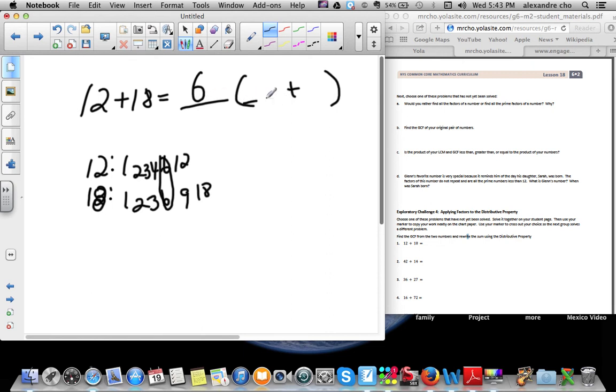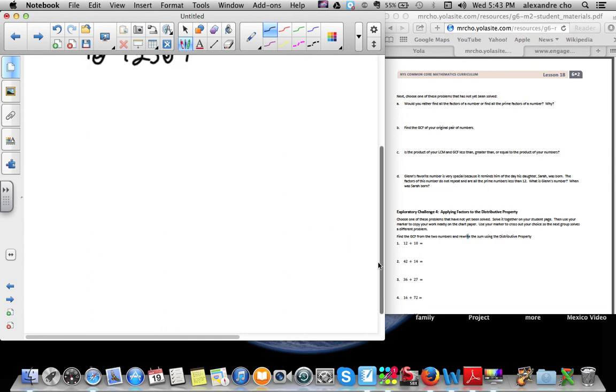So now ask yourself, what 2 numbers will go in here? Well, 6 times what is 12? That would be 2. And 6 times what is 18? That's 3. You can always double check by using the distributive property. 6 times 2 is 12, our first term here. And 6 times 3 is 18, our second term over here. Okay?